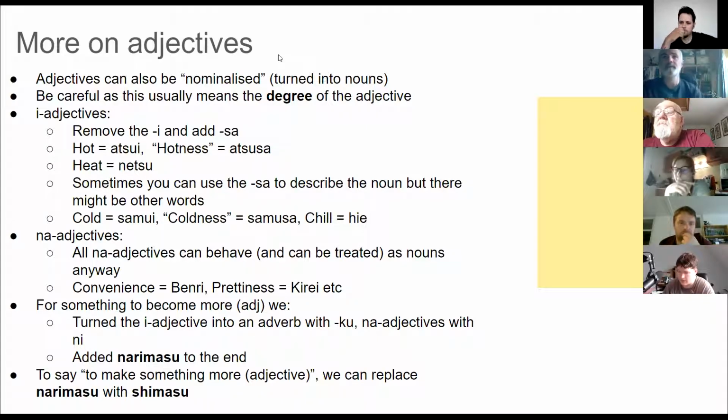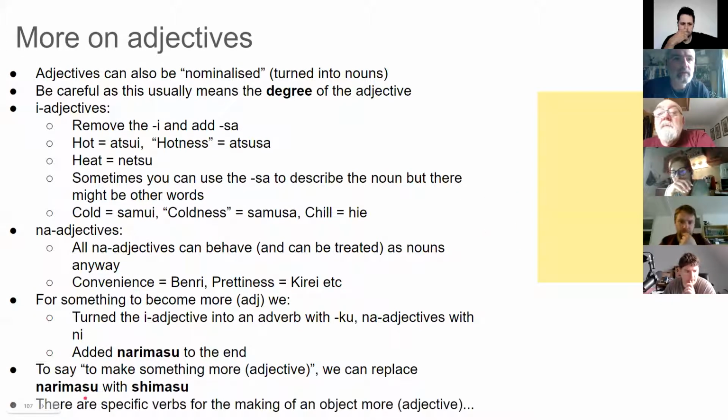Sure, no problem. Okay, so let's look. There are specific verbs for making of an object. But there are some examples where if we use, for example, an e-adjective plus ku shimasu, this might have a different meaning. So there might be a specific verb to mean to make something longer or shorter, but we'll come to those. We'll come to those now, I think, actually. Oh yeah, here we go.